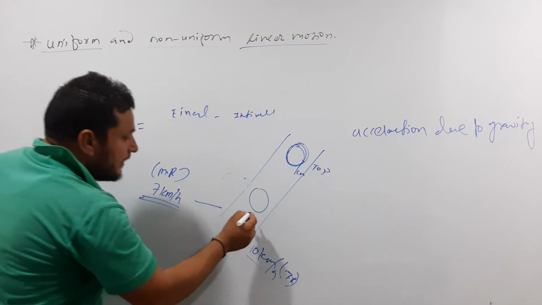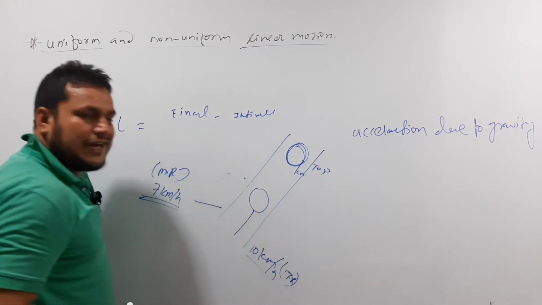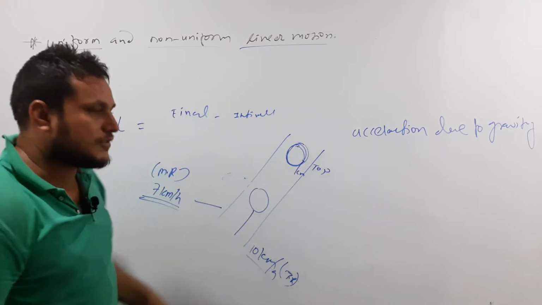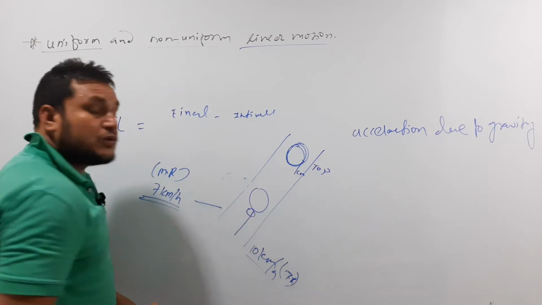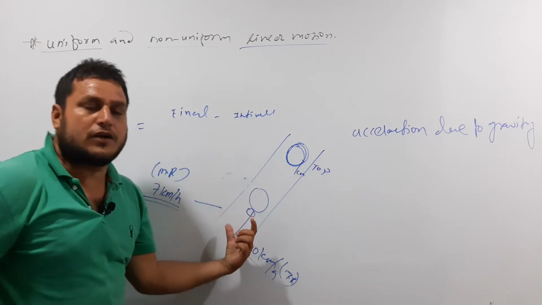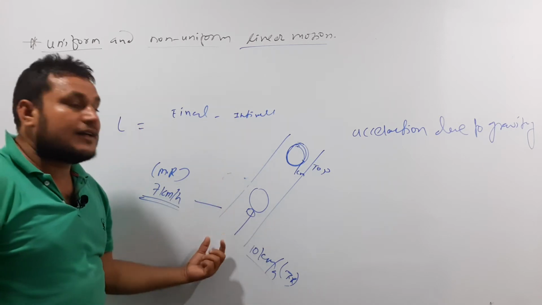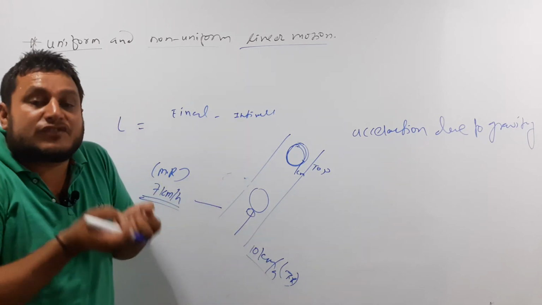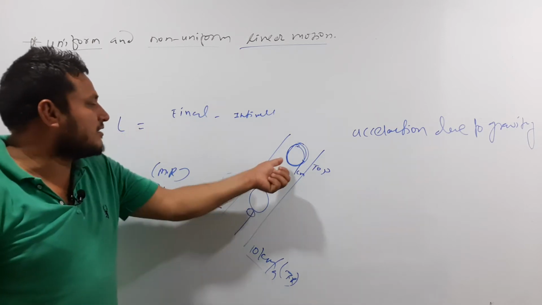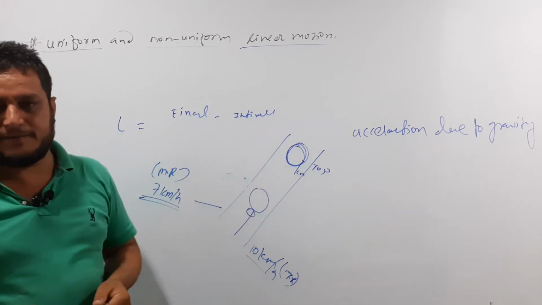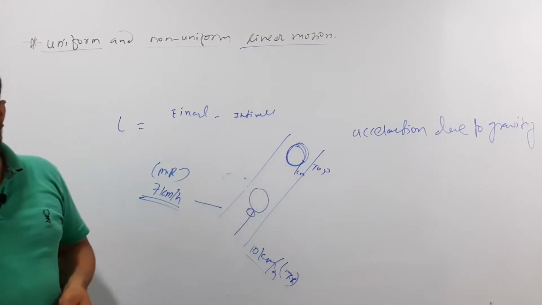Now here the distance is very small as compared to this. So here again it accelerates due to gravity, but the distance is too short. That's why the gravitational force acts on it, but it does not get enough time to accelerate as much as from the top side. Clear? समझ में आ रहा है?